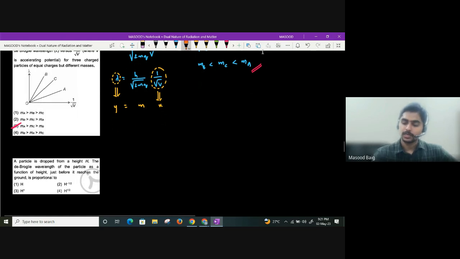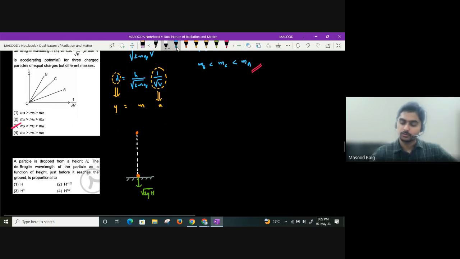Now, there is a particle which has been dropped from a height h. Find the de Broglie wavelength of the particle as a function of height just before it reaches the ground. Whenever an object is dropped from a certain height h, it will be moving under the effect of gravity. Just before it hits the ground, with what speed is it going to hit the ground? It will hit the ground with the speed root over 2gh.